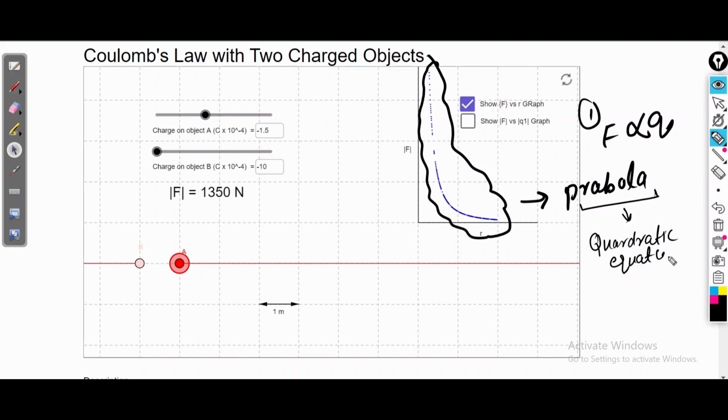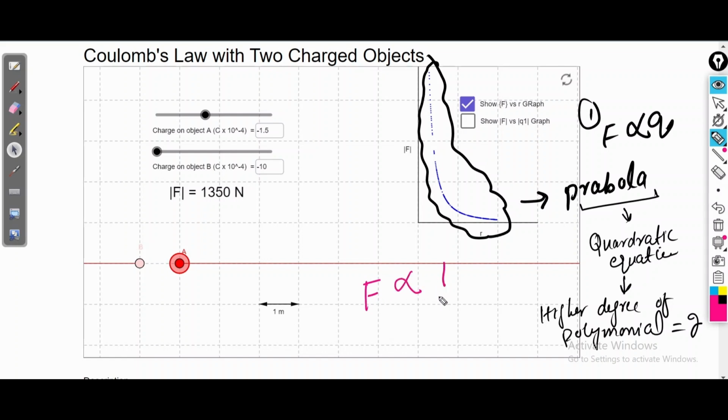In a quadratic equation, the highest degree of the polynomial is equal to 2. The highest degree will be 2. Therefore, we can write the relation between F and R as F is inversely proportional to R, but with the square of R. This square is due to the parabola nature of the graph.